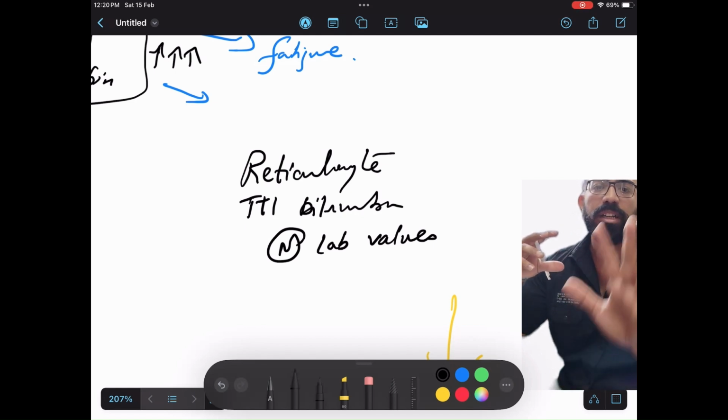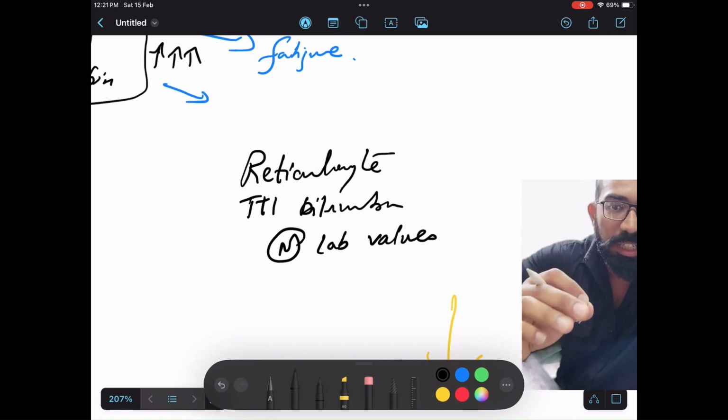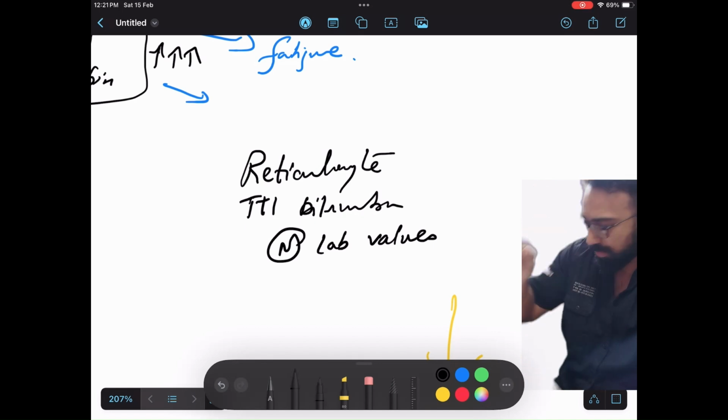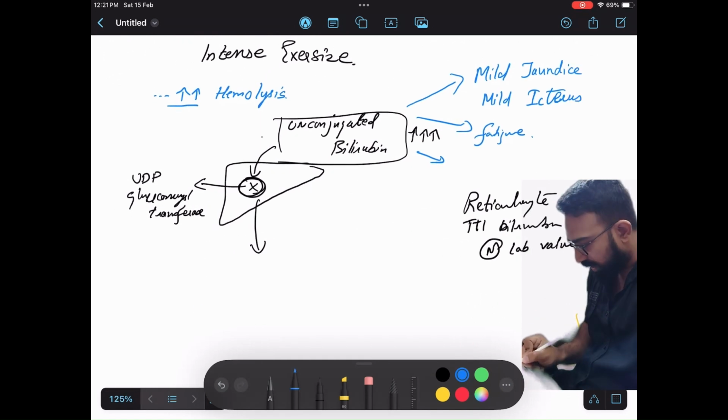So what is the treatment? They can ask in the exam what treatment you will give for Gilbert syndrome. There is no treatment that the doctor is supposed to give for Gilbert syndrome. The only treatment for Gilbert syndrome is reassurance.